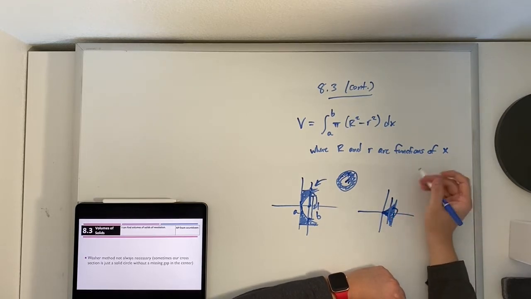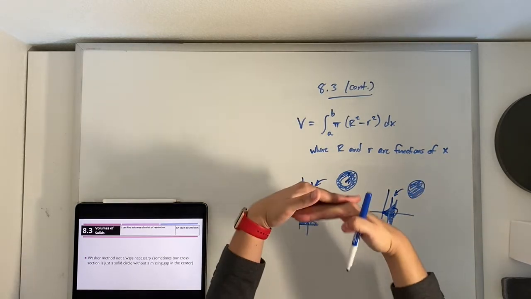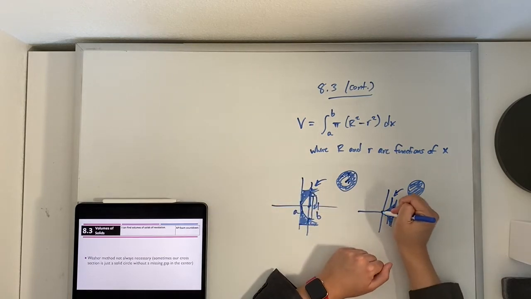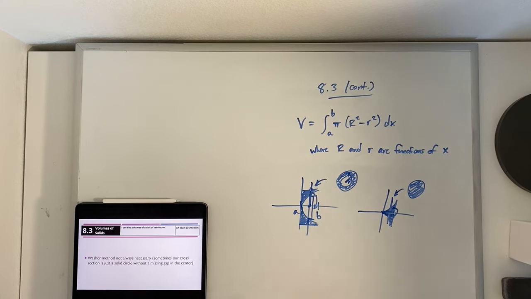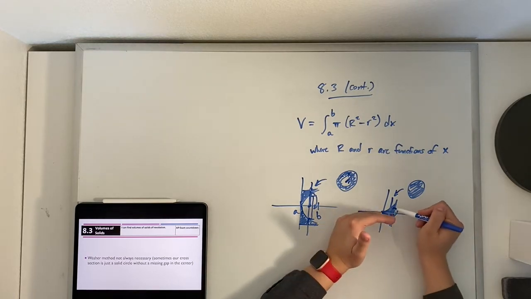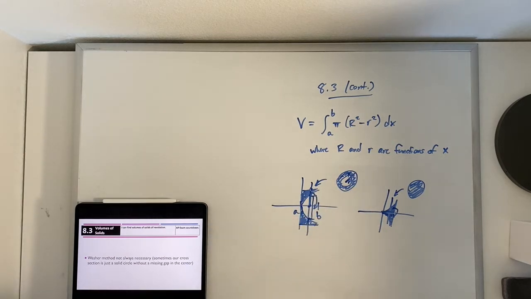Is that cross section a washer? No. See, there's no gap. So typically, when our function goes all the way up to our axis of revolution, that's what we would call the x-axis in this case, or later today we'll talk about the y-axis, then we end up with a solid circle as we're revolving around that line. Okay, so we're not always using washer method.